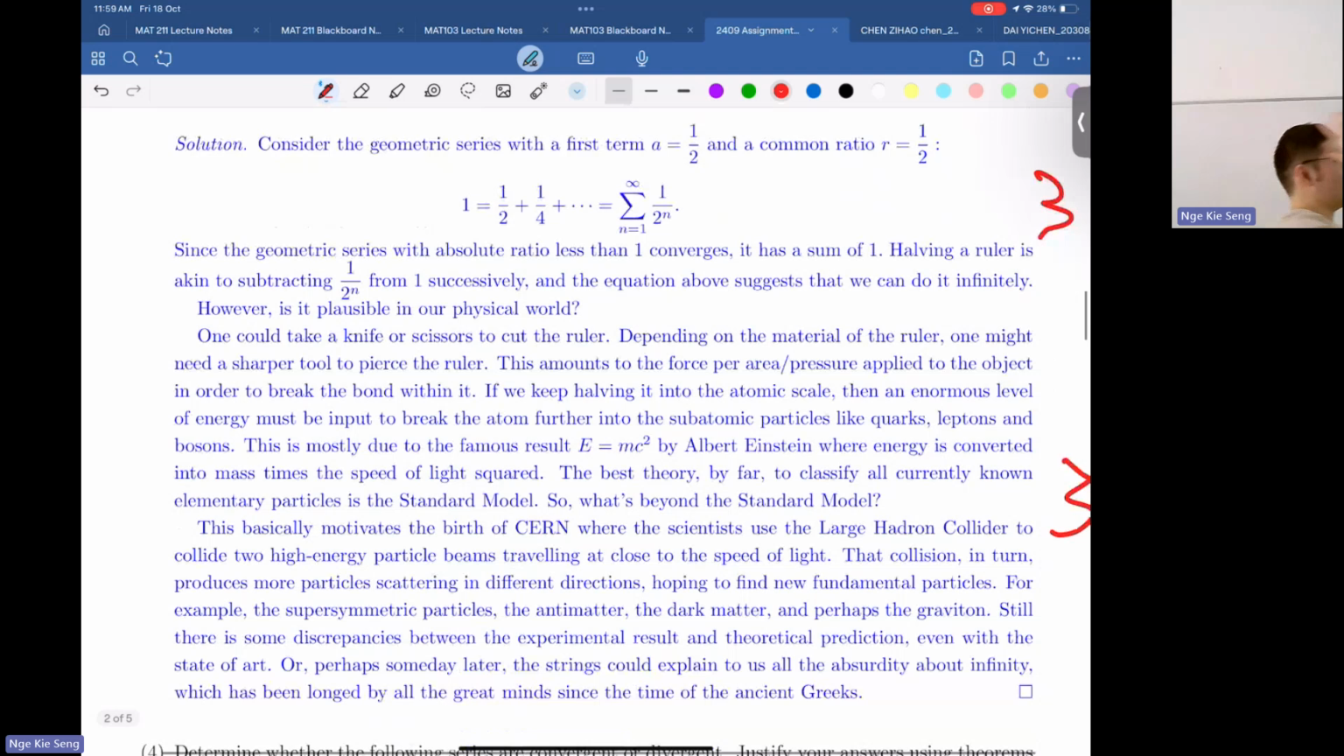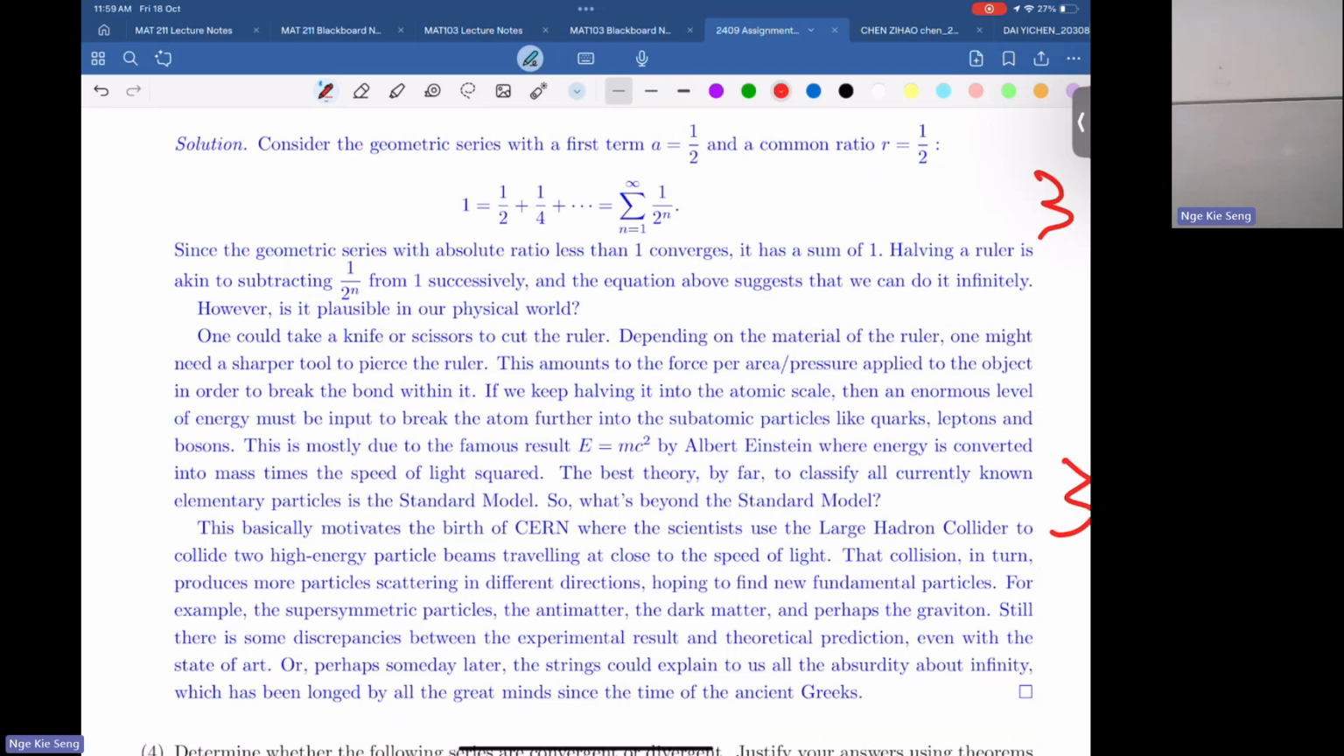So imagine, how do you cut this ruler? Either you use a knife or scissors, a very sharp thing, and you need to apply pressure to cut it. Imagine you cut until very small, maybe atomic size. How do you cut it? Actually, what they do is use atoms. They use very fast atoms to hit the bigger atom, and then the bigger atom will split.